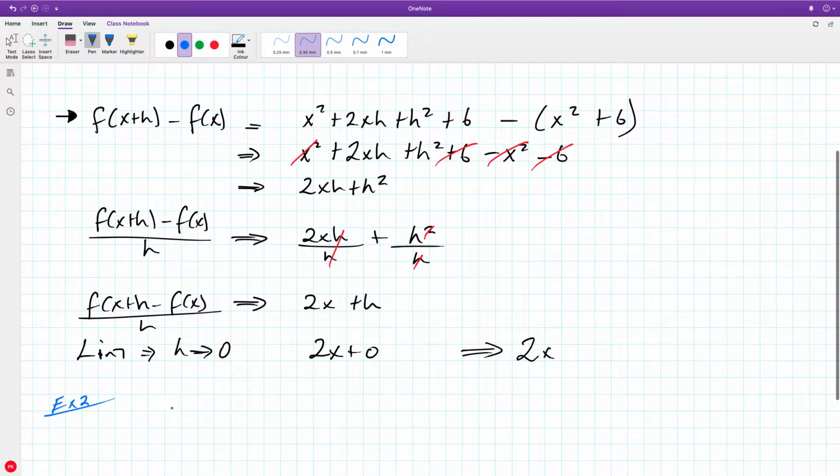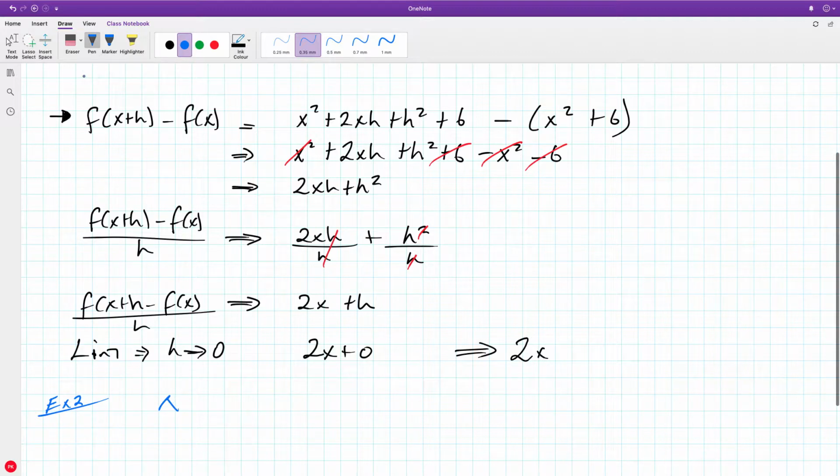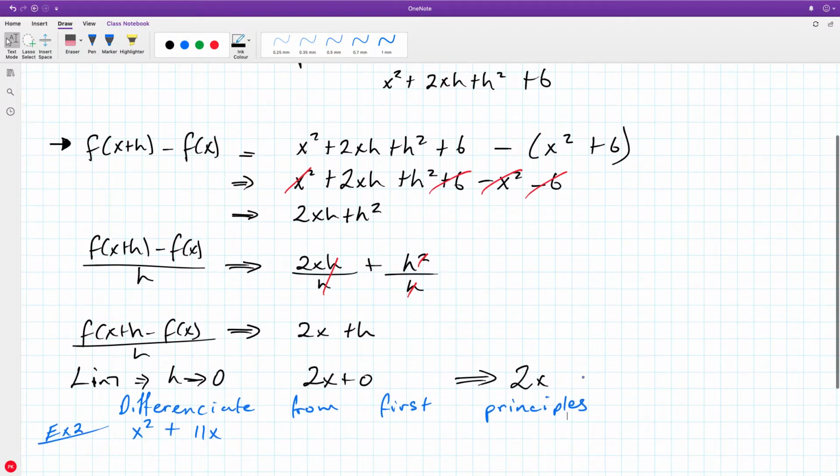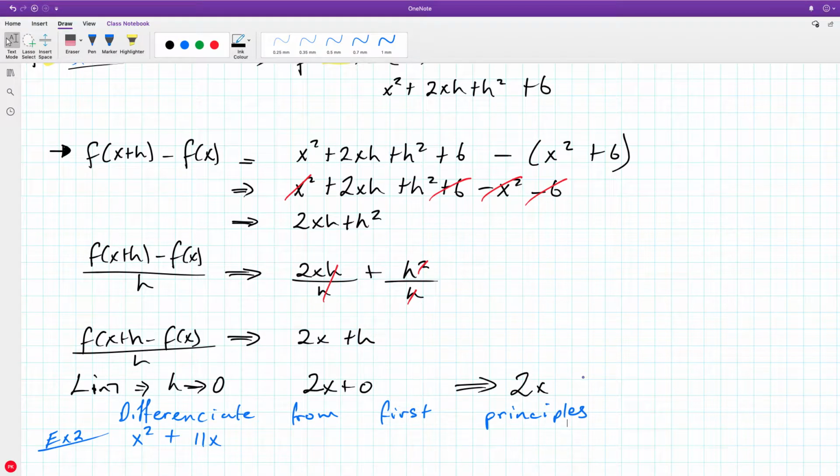Differentiate x squared plus 11x from first principles. Differentiate that from first principles.